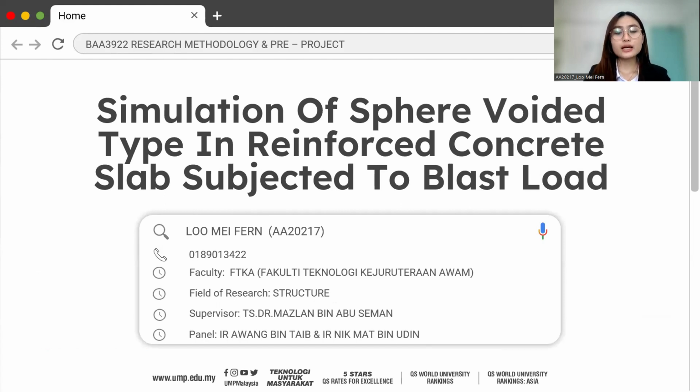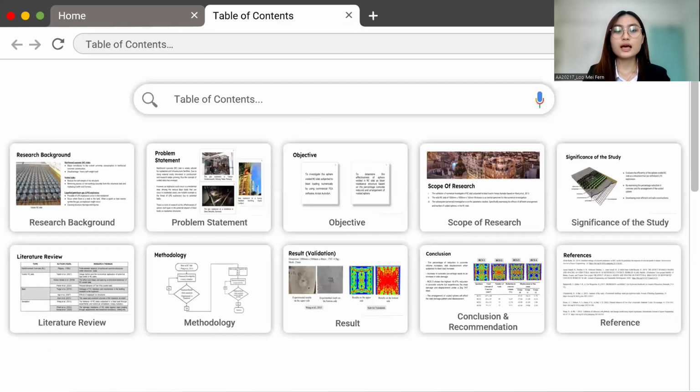Maslan. Today, I'm going to present about my final project with the topic of simulations of sphere-voided type in reinforced concrete slab subjected to blast load. This is the content I'm going to present today.